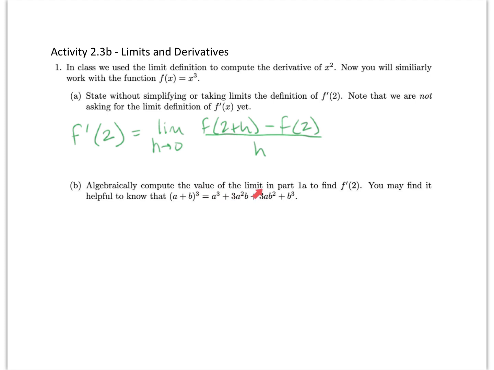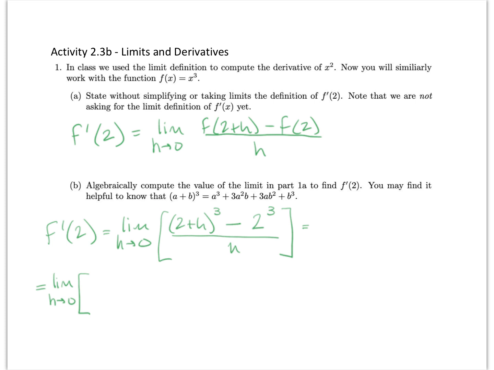Now, algebraically, we want to compute the value of the limit in part 1a. So I want to compute this to find f prime of 2. And we might find it helpful to know how to cube a number, right? Because f of x is x cubed. Okay, so when I work on this, I'm always going to write my limits at every step, limit as h goes to 0. So f of 2 plus h, that means look at your formula for f, we're replacing the x's with 2 plus h's. So this is going to be 2 plus h cubed minus f of 2, which is 2 cubed, all over h.